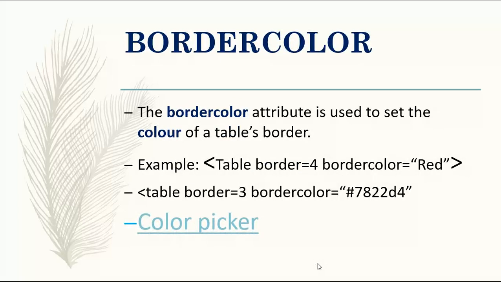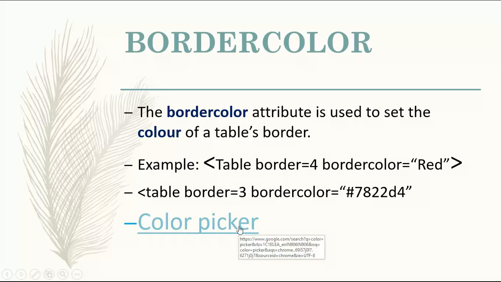Now border color. The border color attribute is used to set the color of the table's border. Example, table border is equal to 4. So here border color is equal to red. This is the attribute, and for the value you can write any color name, red, blue, green, whatever you want. In case you want to give some different type of color, you can pick the color from the net. That means you can write the hexadecimal code or RGB code.